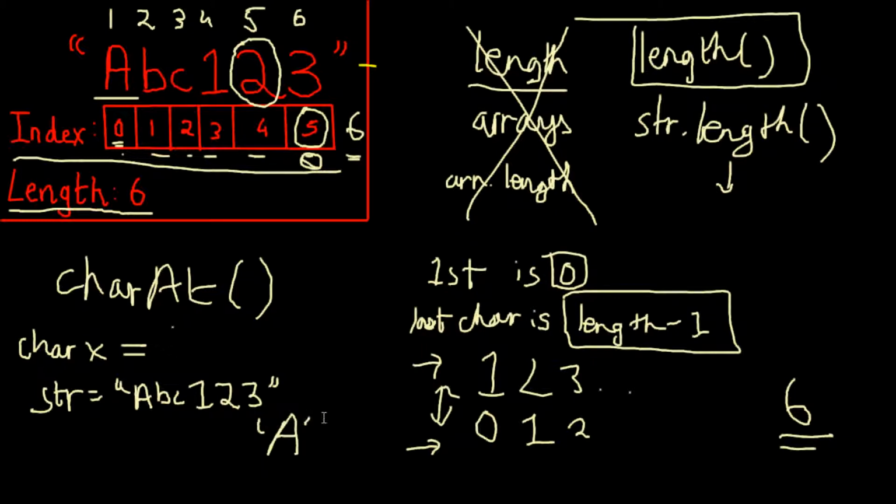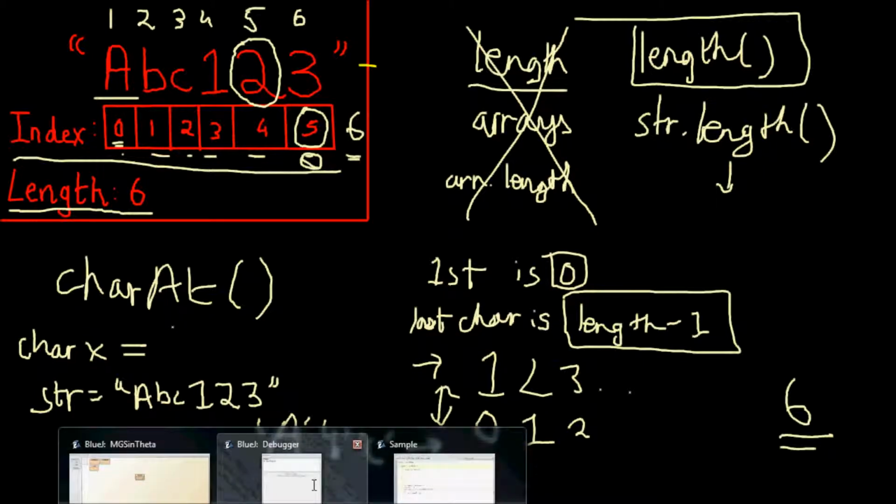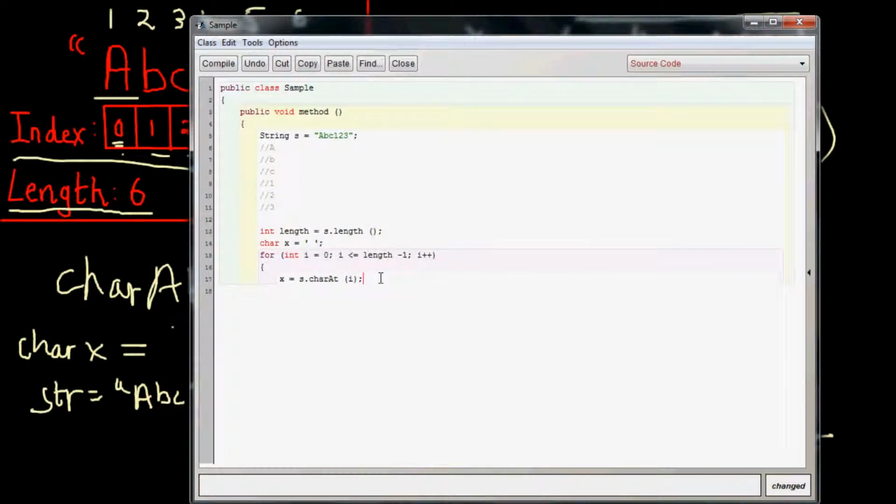So we need to display these. Now by writing this code, we've got the character that we need. So now simply System.out.println(x), and that's it. I'll close everything. Hopefully it'll work.